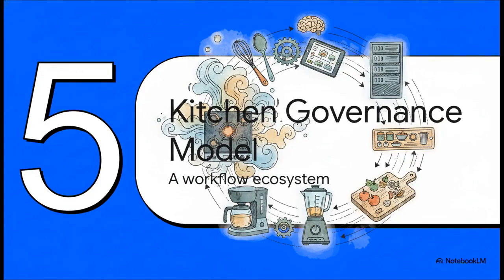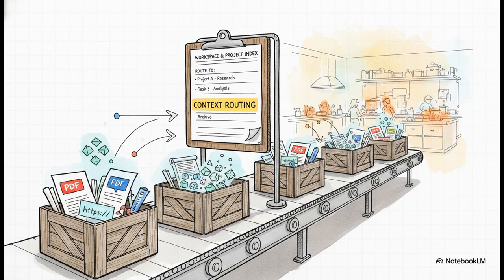Section 5, the kitchen governance model. To wrap this all up, I want to introduce a final metaphor that really clarifies how the system moves us far away from basic prompt control and into a complete, functioning workflow ecosystem. Think of your workspace as a high-end, professional kitchen. The raw sources, your URLs, PDFs, and initial data, those are the ingredients. The context routing we discussed earlier, meaning the workspace and project index files, acts as the receiving dock. It strictly controls exactly how, when, and where those raw ingredients are allowed to enter our workspace kitchen.